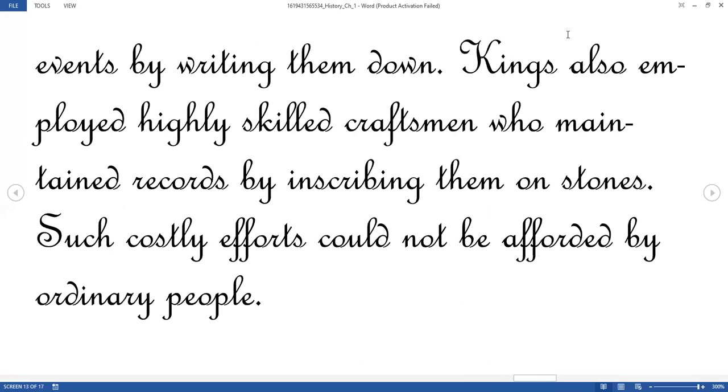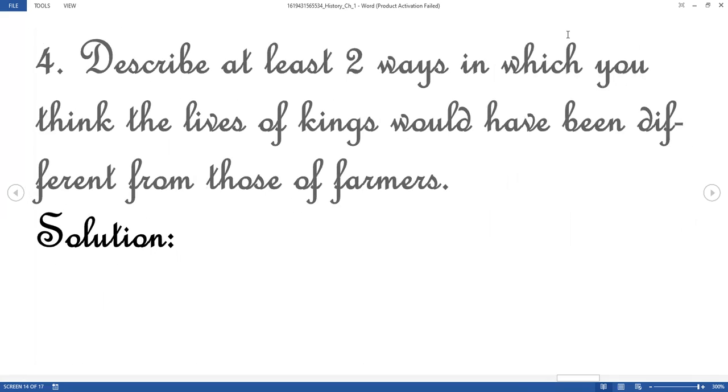Okay. Yes. So, the craftsmen and all, the most costly, and that would not be afforded by these people, right?